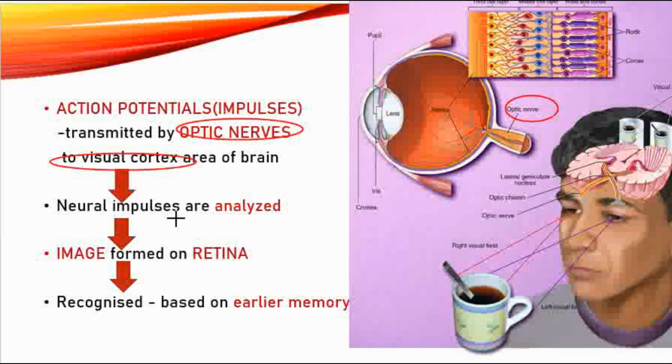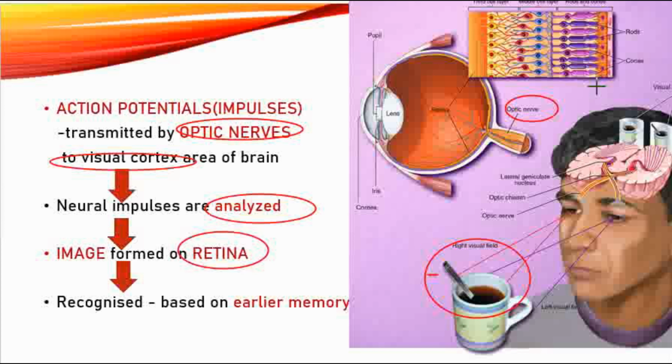Once the nerve impulse reaches the brain, it is analyzed. The image we are seeing, the image formed in the retina of our eye, will be analyzed in the visual cortex of the brain. Then it will be recognized, based on earlier memory and experience. Whether it is an image we have seen before, based on earlier memory or experience it will be recognized.